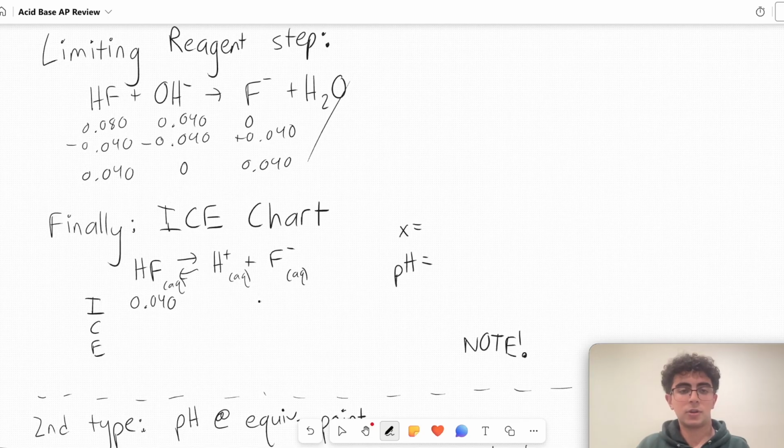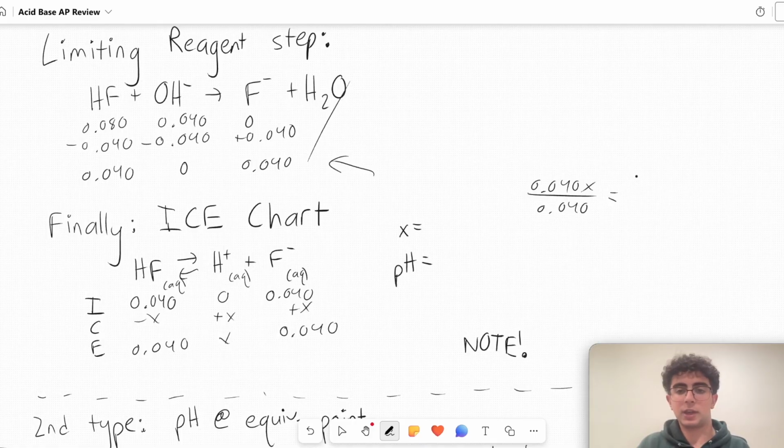0.040. This is 0. This is 0.040 from above, and then your change, minus x, plus x. We're able to ignore these minus and plus x's. And then setting up our products multiplied over our reactants, we get 0.040x over 0.040 equals our Ka value because it's behaving like an acid. So these will just cancel and we get x equals Ka. So x equals our Ka, and then the pH will be the negative log of that Ka value.